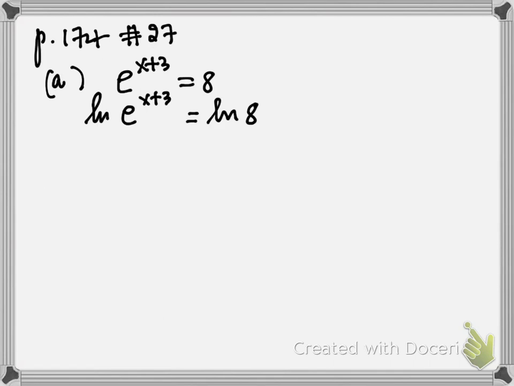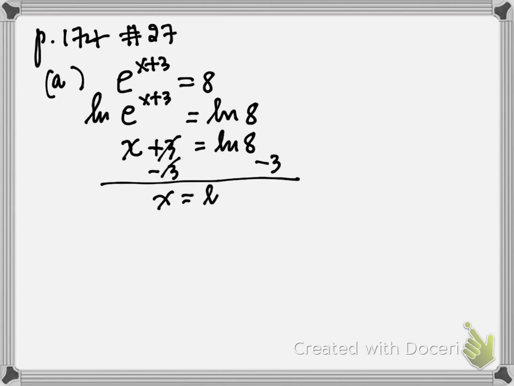e to the ln, I know that they're going to cancel each other, so this becomes x plus 3 equals ln 8, right? And to isolate the x, I'm going to do a minus 3 minus 3, so this becomes x equals ln 8 minus 3.